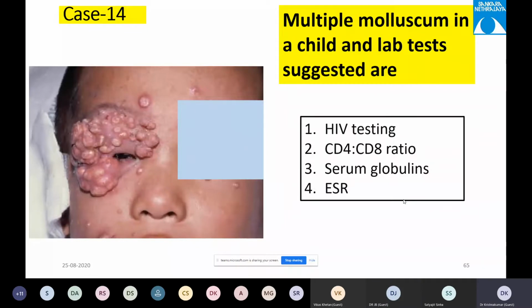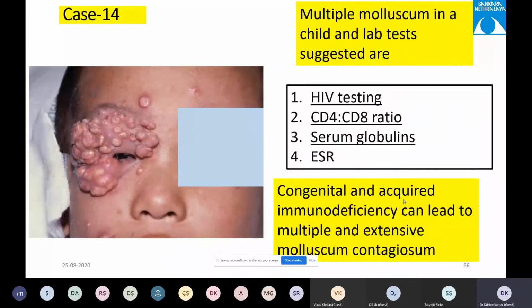Yes, sir. Whenever you see multiple molluscum contagiosum in a child or adult, you must do some testing. These are the four tests: HIV testing, CD4, CD8 ratio, globulins, and ESR. I think you must do all the testing, because immunodeficiency and HIV infections can produce multiple molluscum contagiosum. I think JB sir has a paper in the American Journal of Ophthalmology on 1,000 consecutive cases of HIV and ophthalmic findings. He has published many cases. So whenever you see multiple molluscum contagiosum, please think of underlying immunodeficiency. Please rule out HIV infection in children.